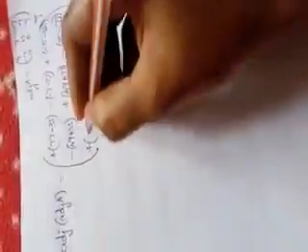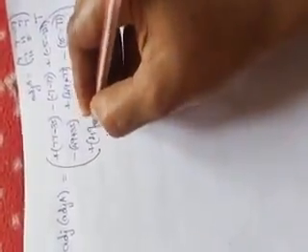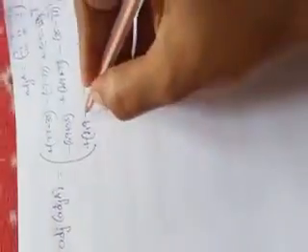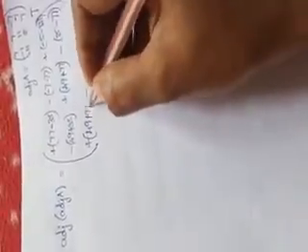For the last, leave that row and column. 7 into 7, 49, minus 11 into minus 7 is minus 77. Since we have a minus here, plus 77.